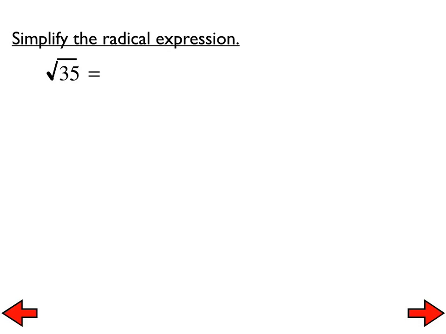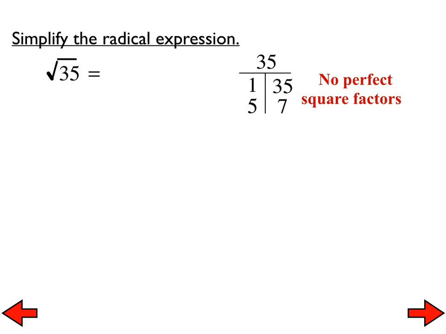Sometimes simplifying the radical really can't be done. If I list out all the factors of 35, the only one that's a perfect square is the square root of 1, but that doesn't help us simplify anything. So what that means is that it's already simplified. So how do we write the answer? We write the answer as square root of 35.